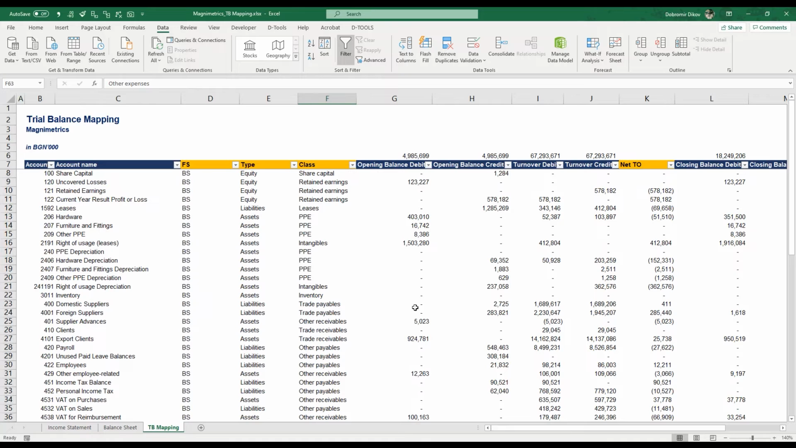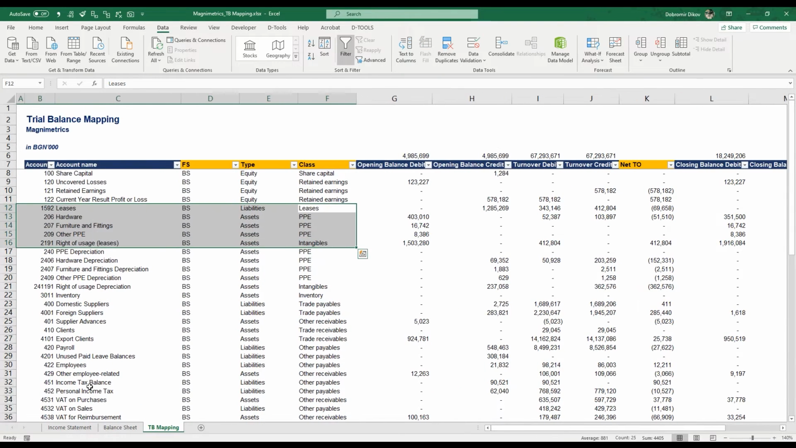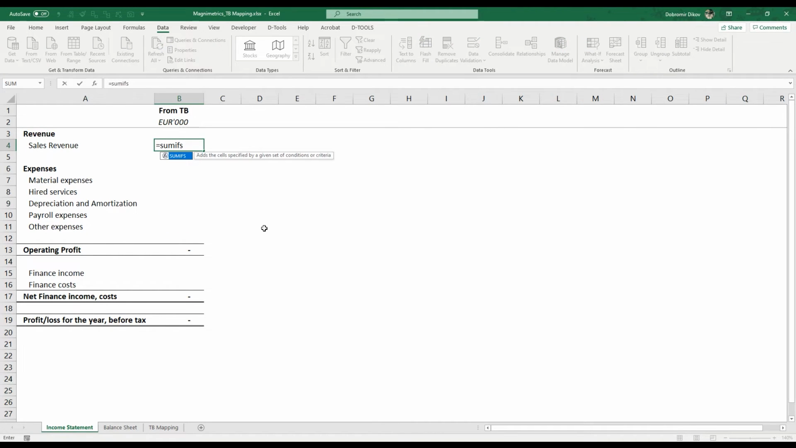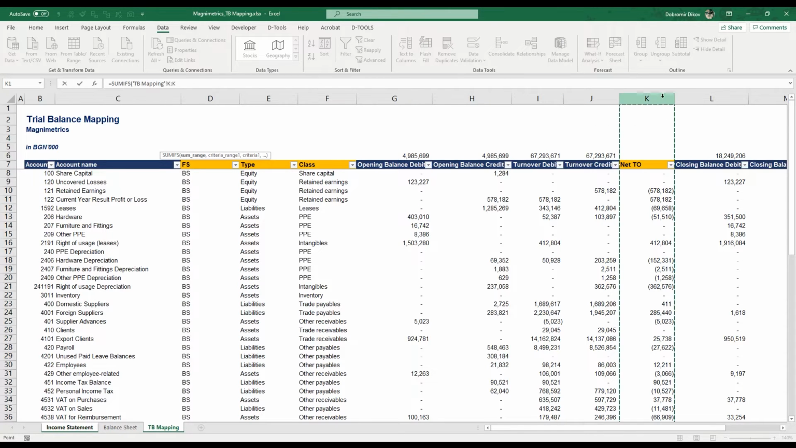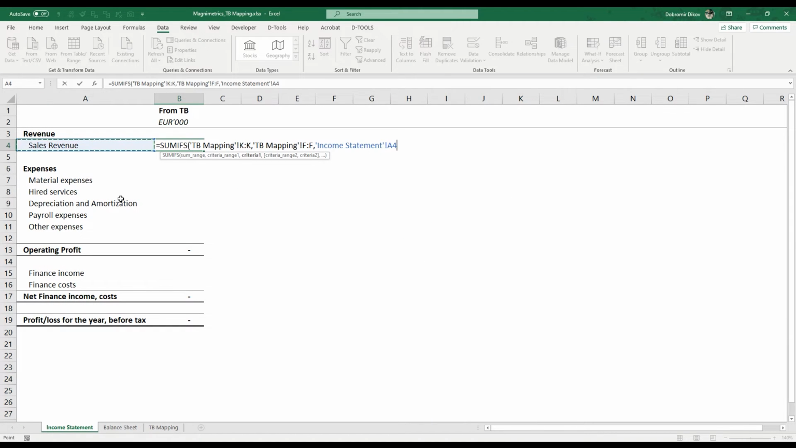Okay, that's pretty much it. We have our net turnover, we have our net closing balance, and the only thing that's left to do is to link those in the income statement and the balance sheet. And let's start with the income statement. So the way we can do that is we can use some SUMIFS and go to our mapping, select our net turnover. Then our criteria range one is gonna be our F column, the class of the account, and our criteria is gonna be our account.